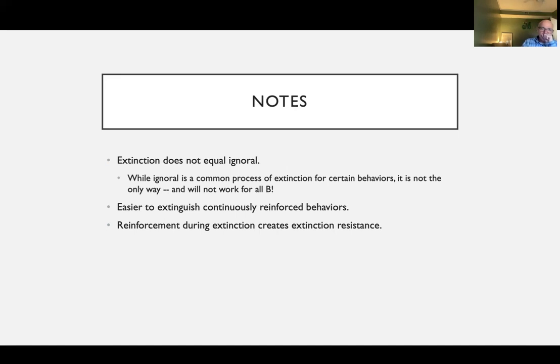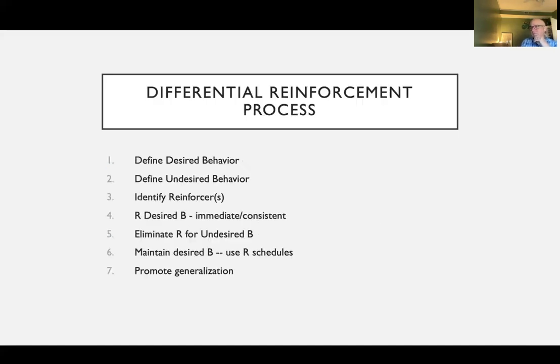It's easier to extinguish continuously reinforced behaviors. If the expectation is that they get the reward every single time, once I stop giving the reward, it's more obvious that something has changed. Whereas if I have an intermittent reinforcement schedule and I don't get a reward right now, well, that's okay, because I don't get it every time. I get it some of the times or frequently. So that's one of the good reasons to have intermittent reinforcement schedules, because it allows them to stretch out and repeat the behavior more and more often, even though they didn't get a reward every single time.